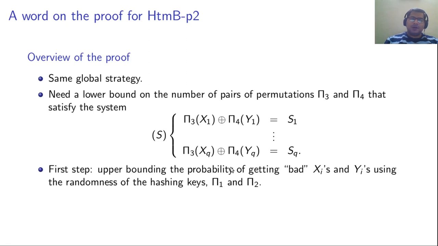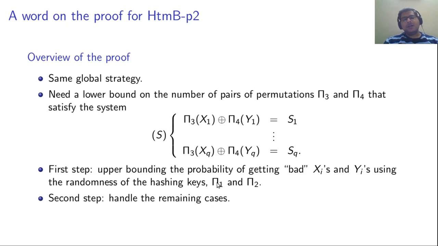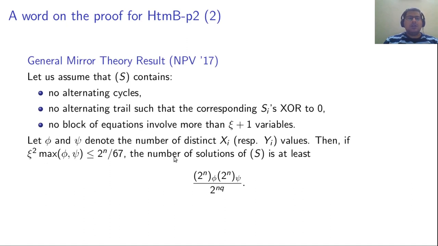So the first step is again to bound the probability of getting some bad xi and yi values using the randomness of the hashing key. This is exactly similar to the previous case. And then the second step is to handle the remaining cases. So what are the remaining cases? The remaining cases pertain to the mirror theory result.